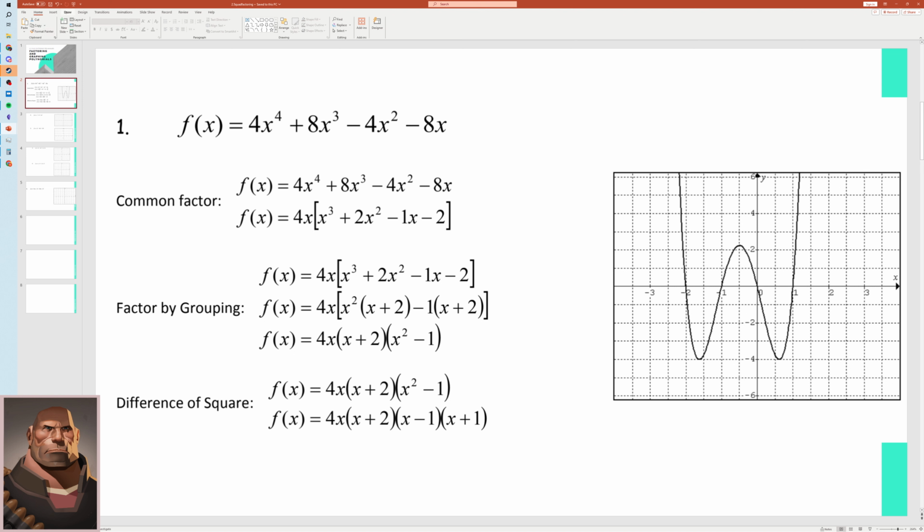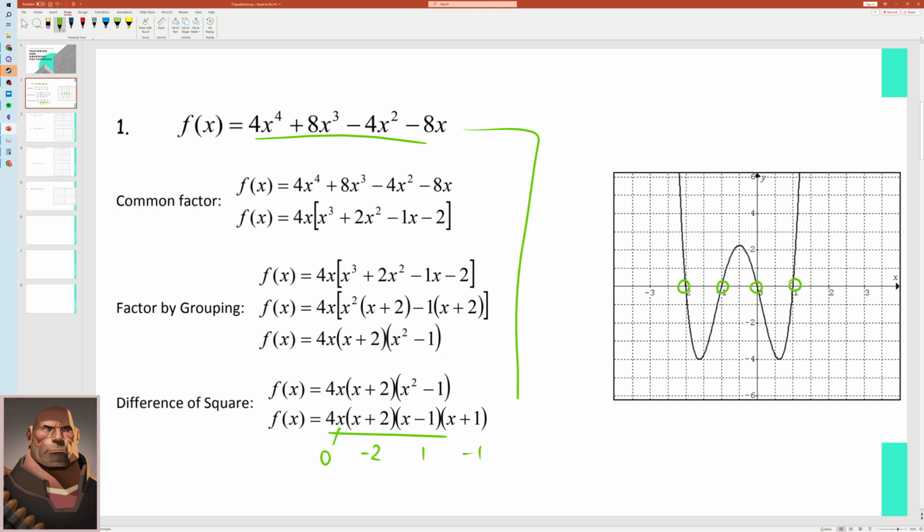So if I were to just look at the final form of this, I would know I have x-intercepts at 0, at -2, at +1, and -1, all order 1, and have a look. That's exactly where we find them. Our goal today is to have a look at how do we start off with standard form equations or something not fully factored and eventually get them into factored form.